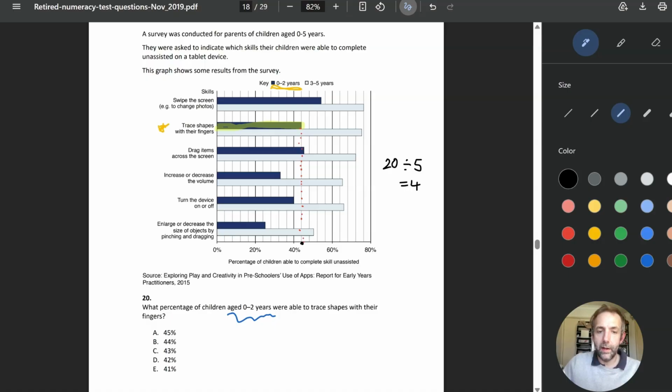So this bit here is 44%. So quite a tricky question, in my opinion. Not only do you have to find the correct bar using your key and the information, you've also got to use the scale given by the diagram. So if you got it right, then good on you.